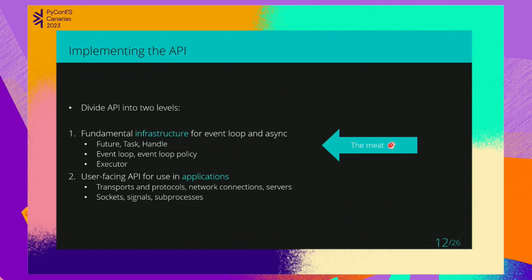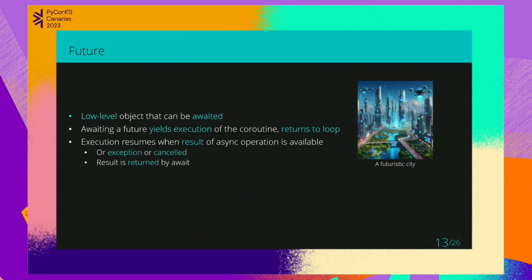I'm going to start with a class called future. Maybe you've heard of futures if you've done asynchronous programming. The idea of a future is that it's an object that can be awaited. When you await a future inside a coroutine, remember the await keyword, this coroutine is going to yield. We return to the event loop and move on to a different task. The execution is going to resume when the result of this asynchronous operation is available. The future represents some operation that we want to wait on. When this operation is finished, we can set the result of the future, and that's when we can resume the execution of the coroutine.